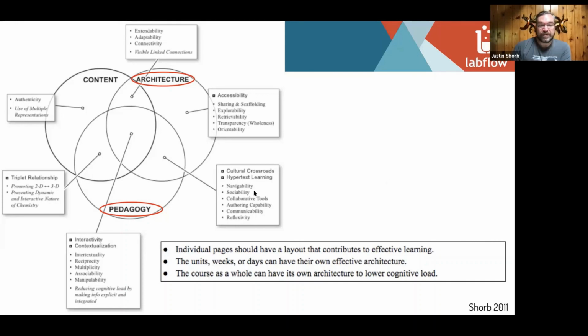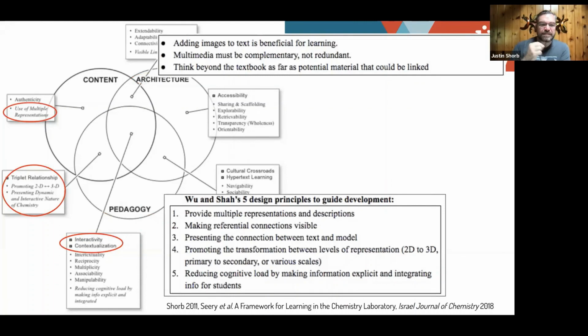Pedagogy is what you're doing in the classroom, how you're teaching it, how you're going to approach that content. Architecture is how you're going to organize that to help students out. And there's a bunch of stuff in the overlapping areas. I'm a chemist, so a lot of my work has been based on Wu and Shaw's designs for pedagogical design. But there's a ton of people out there that study this. You might even have somebody in your department that's DBER, which is discipline-based educational research.